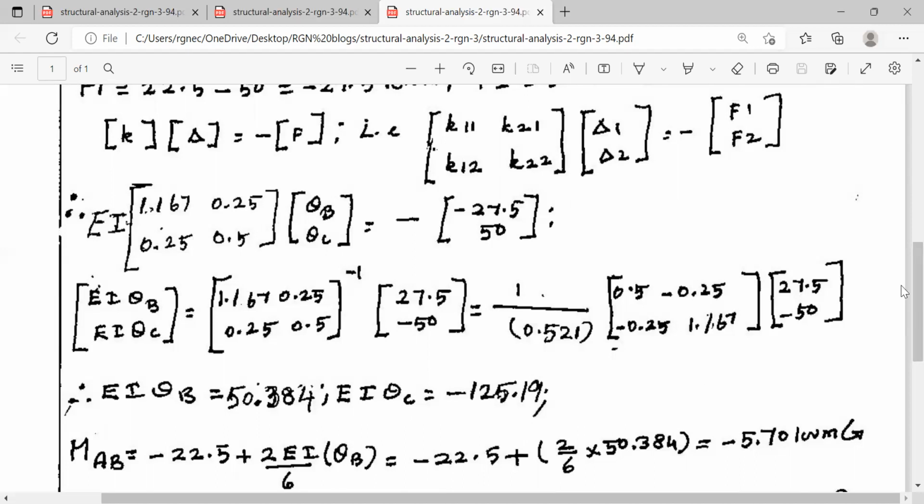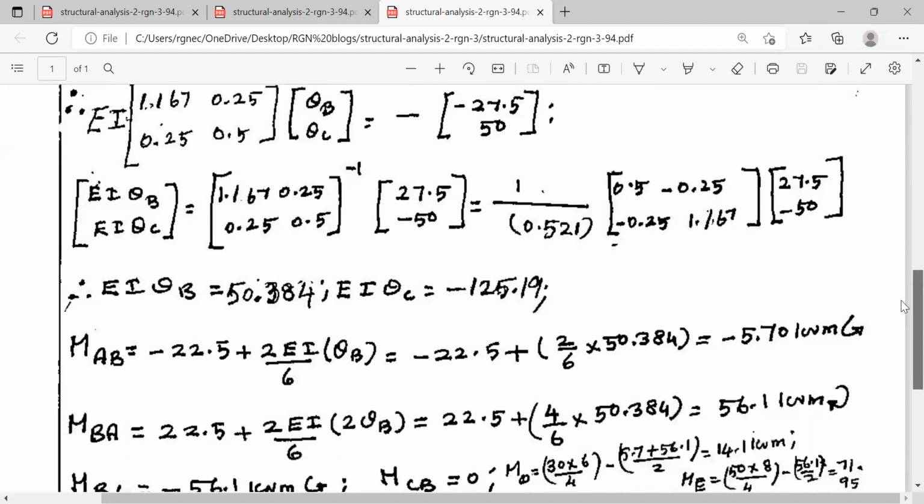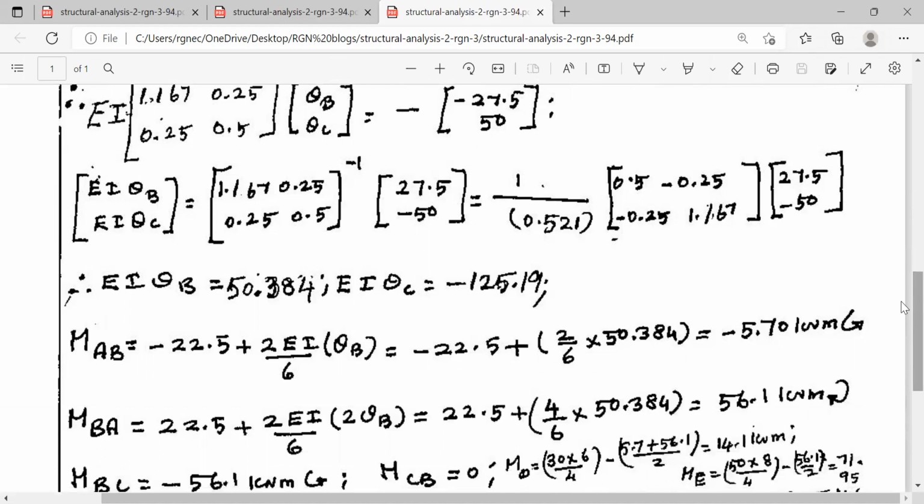Then we have the member matrix, that is, we have the equation for the moment in terms of fixed moment and the moment caused by the rotation. For example, MAB is equal to M of AB plus the rotation caused by theta B. This theta B is the farther end. So it is 2 EI by L times theta B. Then what about theta A? Theta A is equal to 0. It is fixed. So therefore, MAB is obtained by using the member matrix relationship.